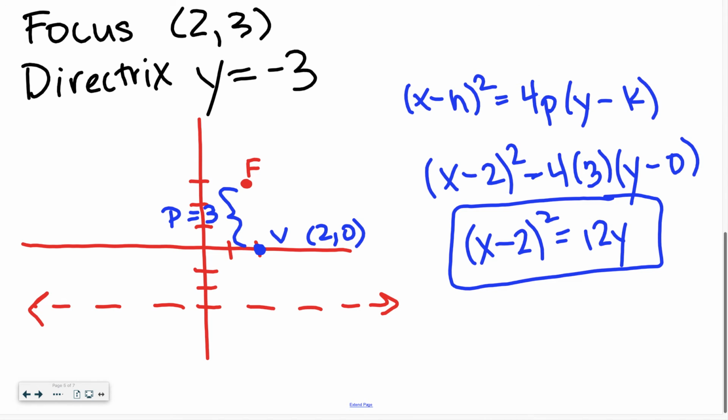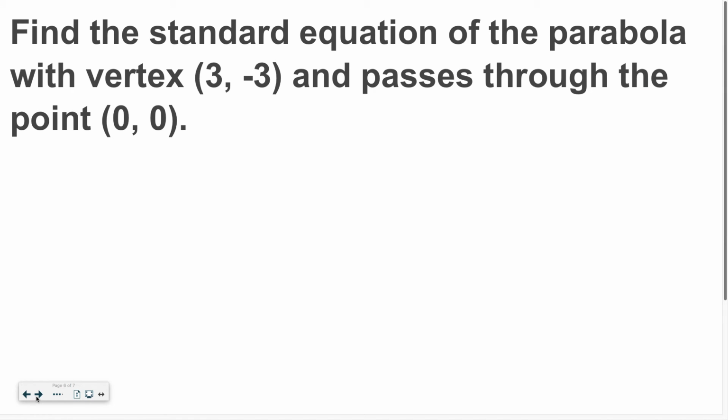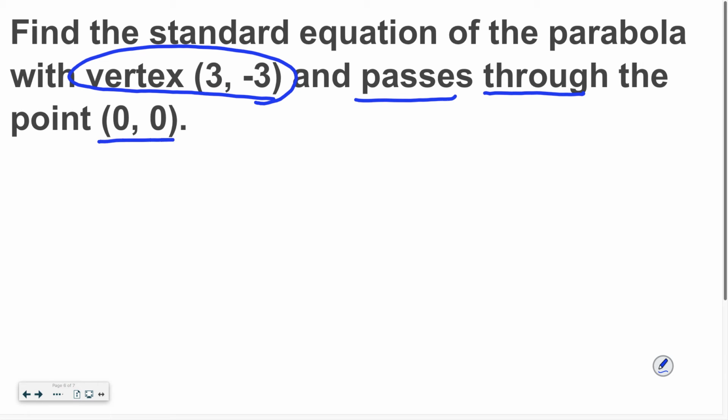One more example. Are you ready? All right, then. One more time. Okay, we have a parabola with a vertex at (3, -3), and it passes through (0, 0). So (0, 0) is on the parabola. It's not anything special, it's just a point.